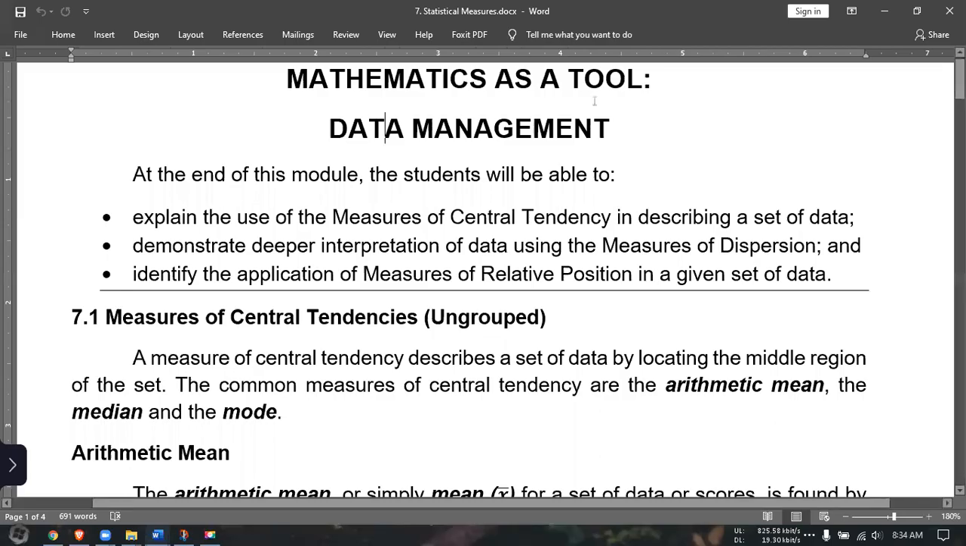I repeat, measures of central tendencies for ungrouped data. A measure of central tendency describes a set of data by locating the middle region of the set, or the centrality of data. The common measures of central tendency are the arithmetic mean, the median, and the mode.